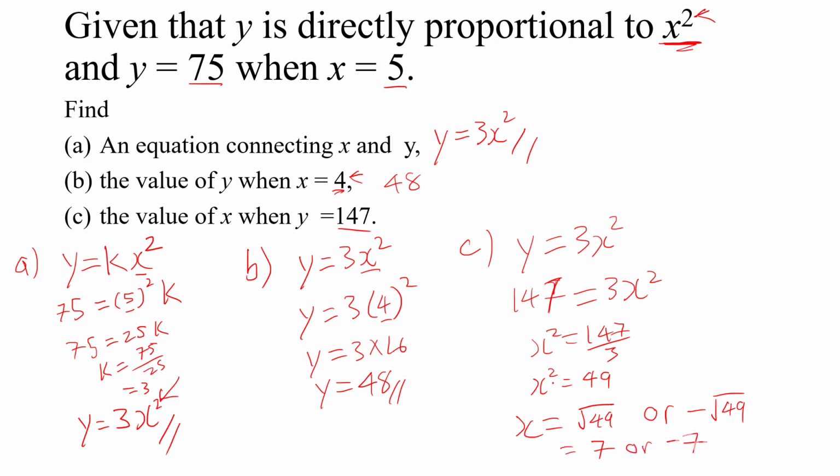Why? Because negative 7 times negative 7 will also give us 49. So remember, when there's a square, you might have two answers, right? So x will be equal to 7 or x will be equal to negative 7. And this will be your answer.